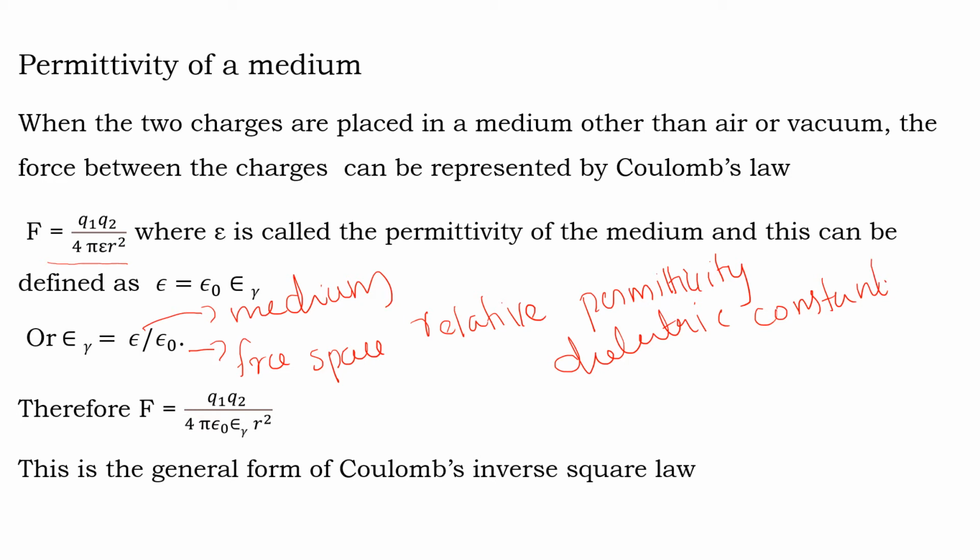Therefore, Coulomb's law can be represented as F is equal to 1 by 4 pi epsilon 0 epsilon r into Q1 Q2 by r square. And this is the general form of Coulomb's inverse square law.